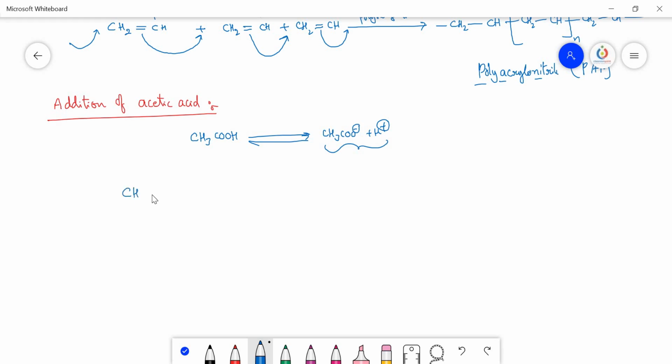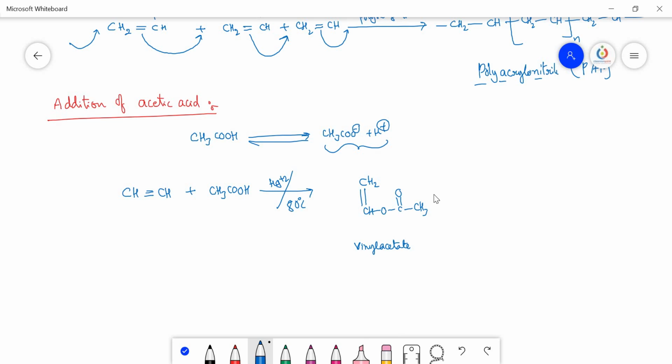So you just take the ethyne molecule and add acetic acid in the presence of Hg plus 2 at 80 degrees centigrade. H plus goes to one side, CH3COO part to the other side, giving CH2 double bond CH-O-C double bond O-CH3. This particular molecule is called vinyl acetate.